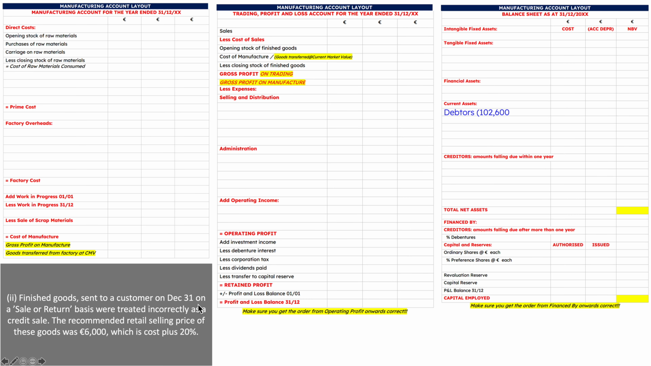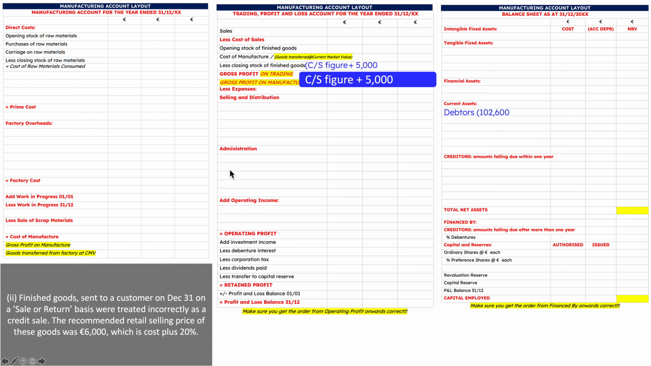Finished goods sent to a customer on December 31st on a sale or return basis were treated incorrectly as a credit sale. The recommended retail selling price of these goods was €6,000, which is cost plus 20. So the bookkeeper incorrectly treated a sale or return as a credit sale. So we have to unwind the credit sale. So we are going to add the cost price back to closing stock of finished goods.